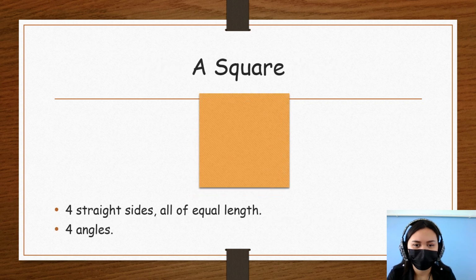It's a square. Okay, so when you say square, it has 4 straight sides, all of equal length, and 4 angles. So square has 4 equal lengths. All the sides of the square are equal in length. And it has also 4 angles. 1, 2, 3, 4. Okay.